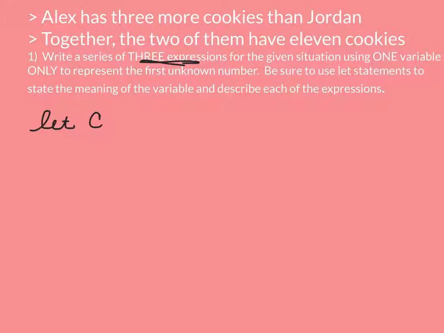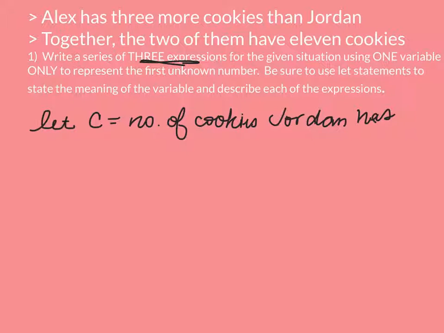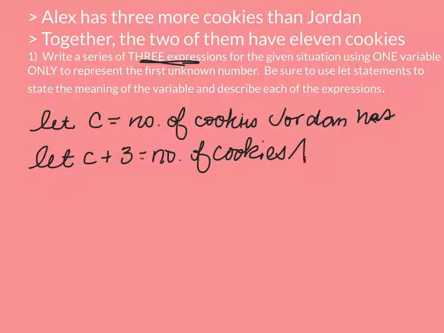So let C equal the number of cookies Jordan has, right? And then Alex has 3 more. Let C plus 3 equal the number of cookies Alex has. Now, if you're paying attention, you'll notice that this says to write 3 expressions, not 2. So what is that third one?